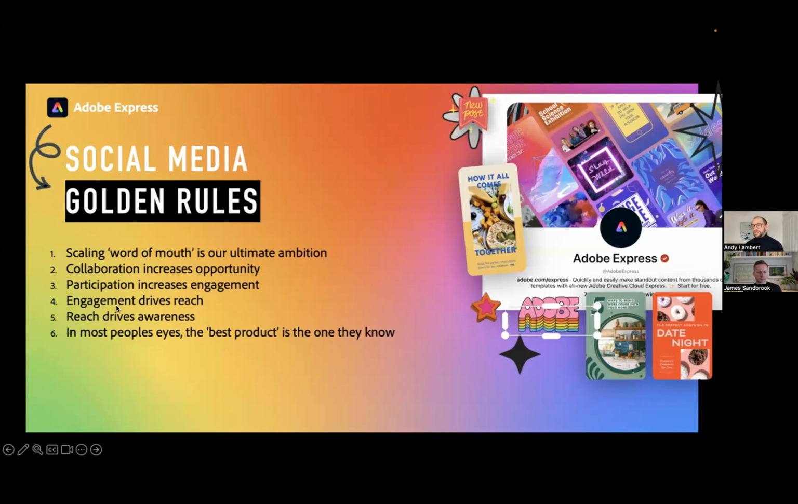Then number 5, reach drives awareness. With more people seeing our content, they become aware. Typical marketing law is that people need to see our message 7 times before they become cognitively aware of it. So that's typically what we're looking for. We're looking at driving mass reach. And that's where social media and the power of working with others allows us to infiltrate other communities and build trust and influence and word of mouth at scale.